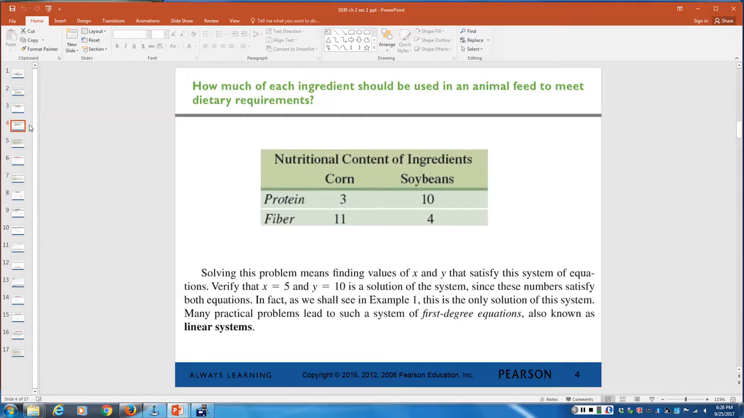So solving the problem means, as I said, we're going to have to find values of X and Y that satisfy what we call this system of equations. And we can verify that X equals 5 and Y equals 10 is a solution of that system, because if you have 5 pounds of corn and 10 pounds of soybeans, then that's going to create true solutions for both of those equations. And that's going to be the only solution in this particular case.